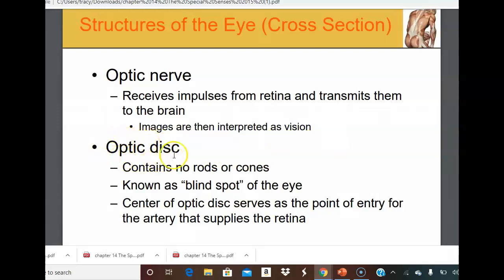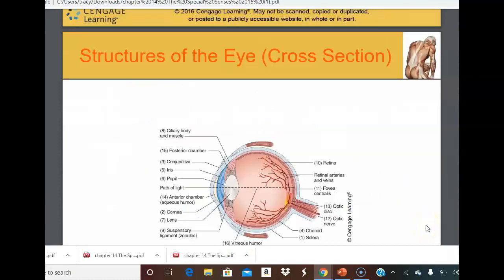Now the optic disc is just an area within the macula lutea that has no rods and no cones. It's considered the blind spot because it doesn't have any of those photoreceptors, but it serves as a point of entry for the retinal artery, as well as the exit of the optic nerve. So that area is called the blind spot and has no photoreception because that's where the artery and the nerve either enter or leave.